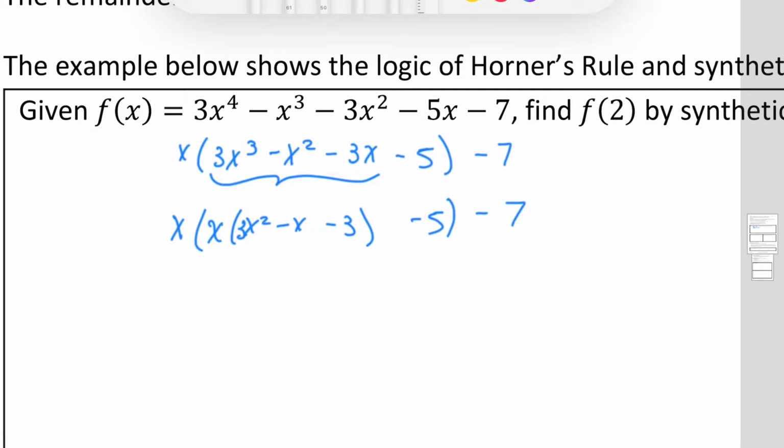So I'm going to copy this x, and I'm going to copy this minus 3 here, this minus 5 here, and the minus 7. And I notice that these two terms here have a common factor x in them. So I'm going to factor out that common x, and that would give me simply a 3x minus 1. And it looks so strange when you see it. But I'm going to show you a simple evaluation.